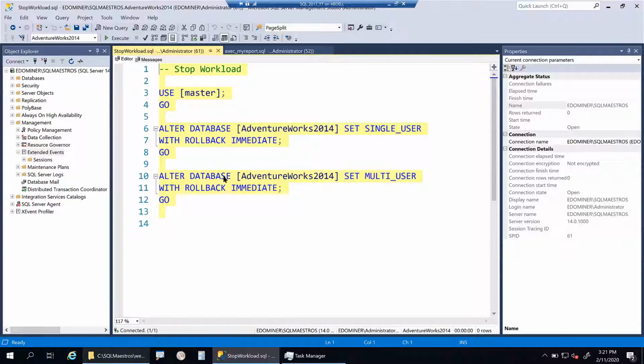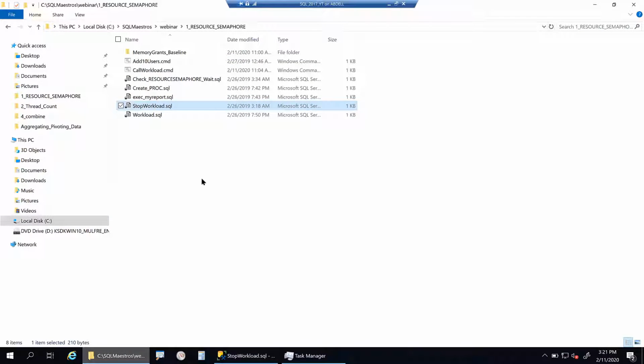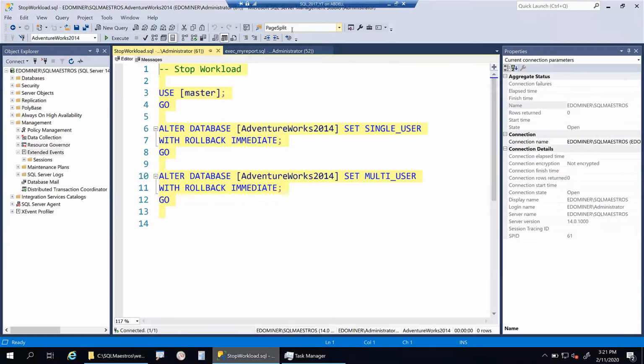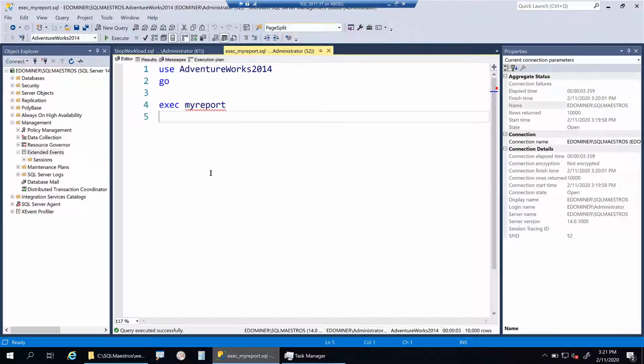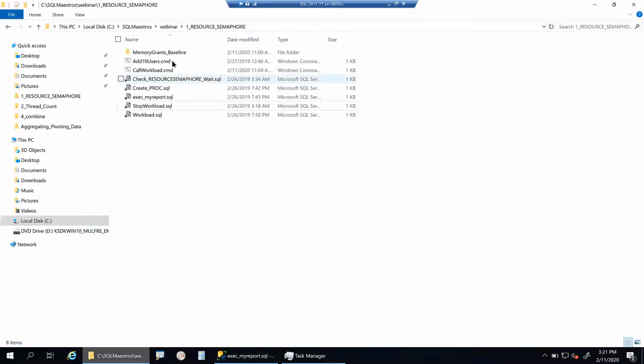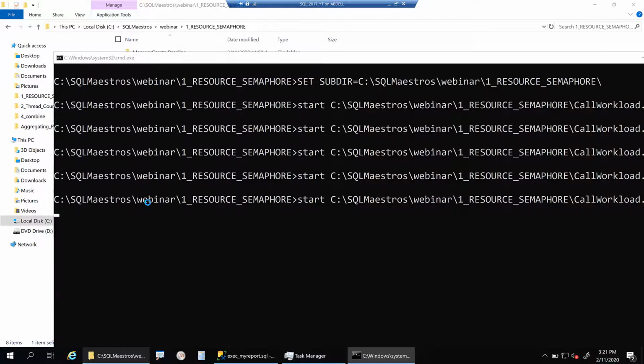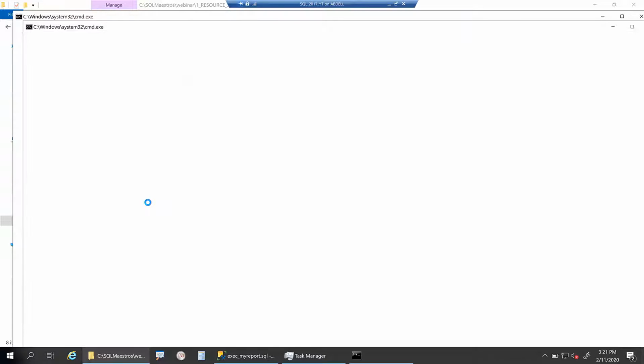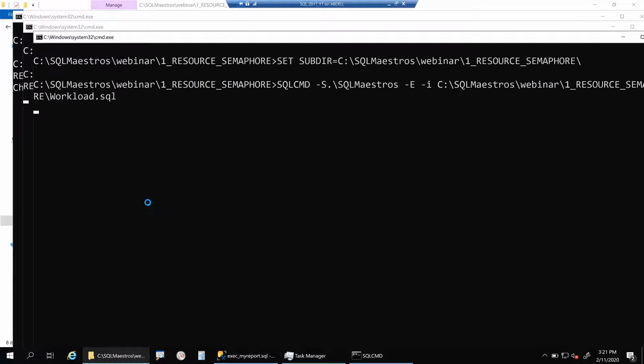Okay, so I have this. It's just going to take the database back to single user mode and then bring it back to multi-user mode, which means it's going to terminate all the transactions and sessions. This is only for the purpose of the demo. Now let's keep this window on where I'm going to execute, and let's add some users. This is a command line, and some client applications are running.